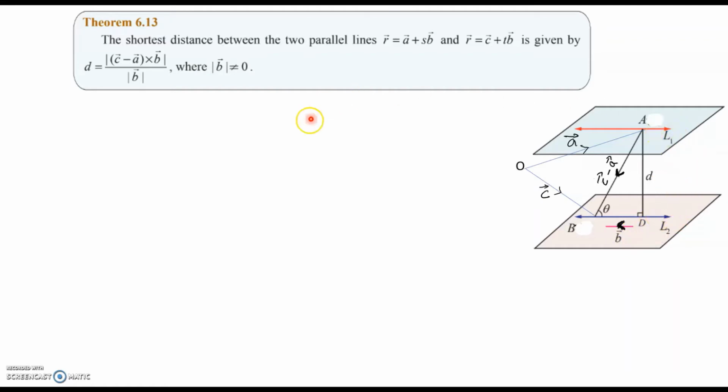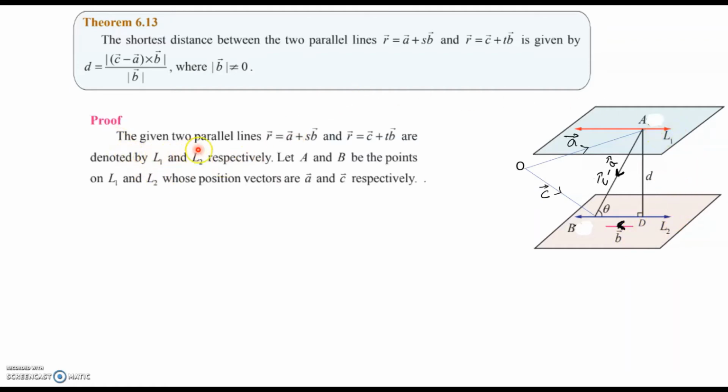So let's put these in words here. The given two parallel lines are denoted by L1 and L2 respectively. Let A and B be the points on L1 and L2, defining A and B as points on L1 and L2 whose position vectors are a and c. So we have that here. Great. So next, the two given lines are parallel to vector b.